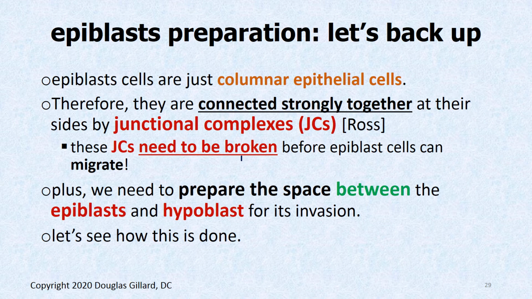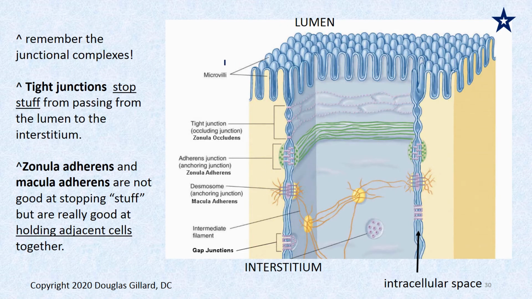But we need to break those things because they're not going anywhere. Then, after we break them, we're going to make a new layer between epiblast and hypoblast. We need to put some oil in there and make it slippery. We're not putting oil in there, but we're going to secrete some substances that are very slippery.